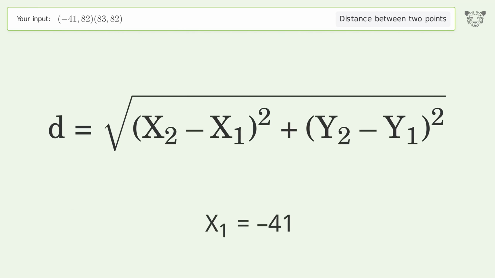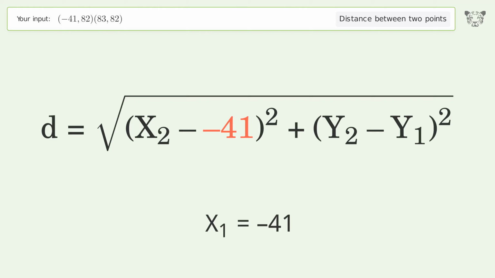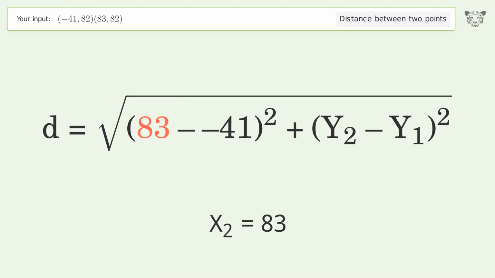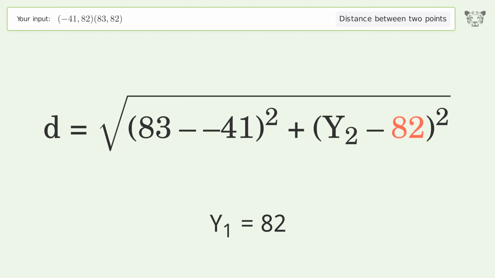x1 equals -41. x2 equals 83. y1 equals 82. y2 equals 82.